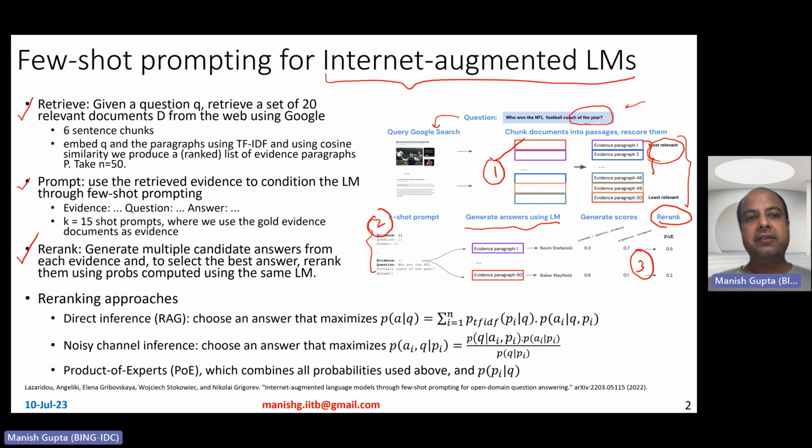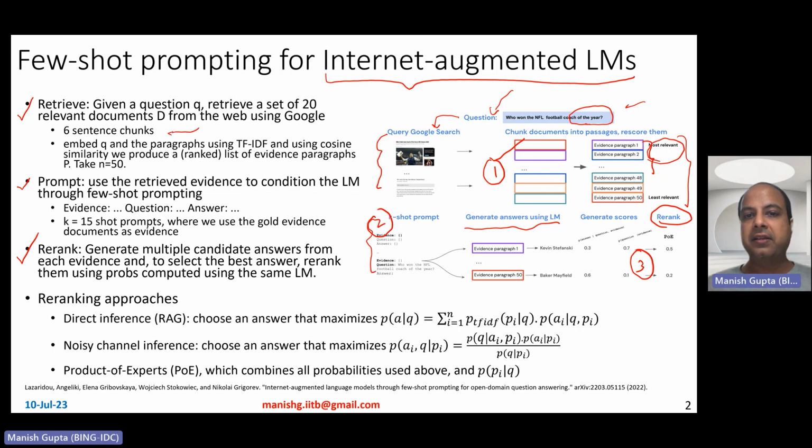Okay. So in the retrieve step, the idea is, given a question Q, this is the question, right? You retrieve a set of 20 relevant documents D from the web using Google. So they use the Google search API, but the method is generic. You can actually use any language model and any search API, right? And then they created 6 sentence chunks out of them. So there are 20 documents and then 6 sentence chunks.